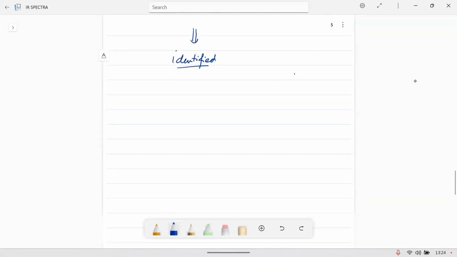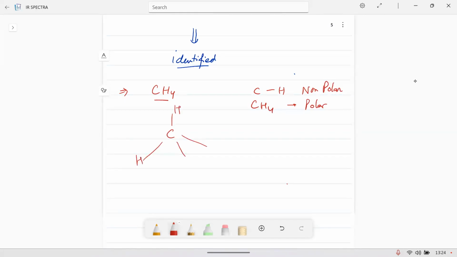Now, using the same concept, if I ask you about CH4, another example, CH4. If you look at CH4, the carbon-hydrogen bonds are non-polar. This is the tetrahedral shape of a methane molecule. It is a symmetrical molecule. As a result, the CH4 molecule as a whole is also non-polar.